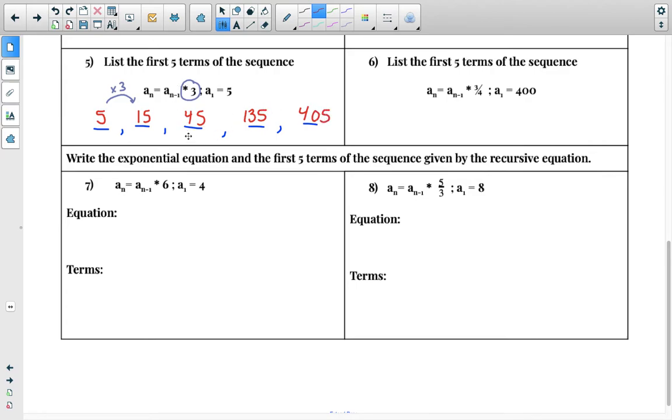The recursive form is easier to use on this one than the explicit because I want the very next term instead of the 13th term. I want to find the first 5 terms, so I just multiply by 3 each time.